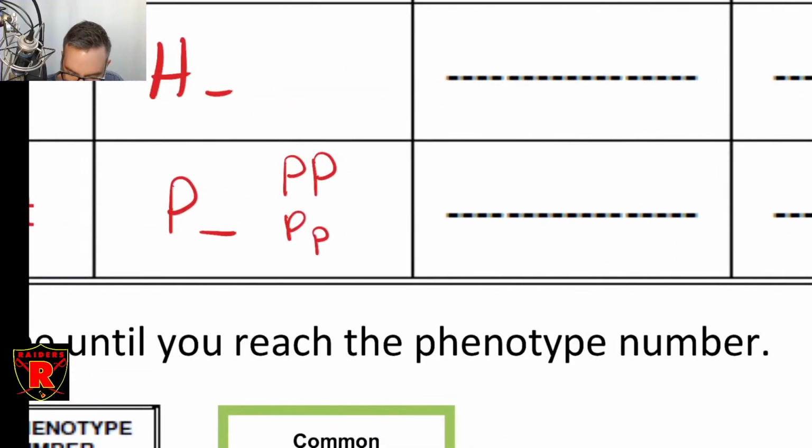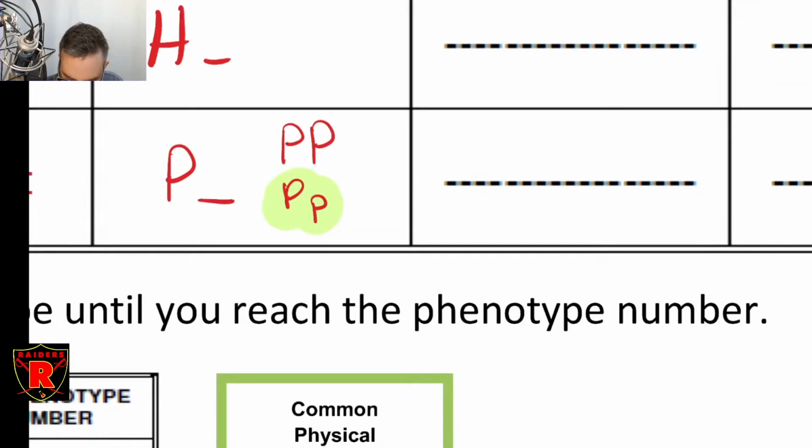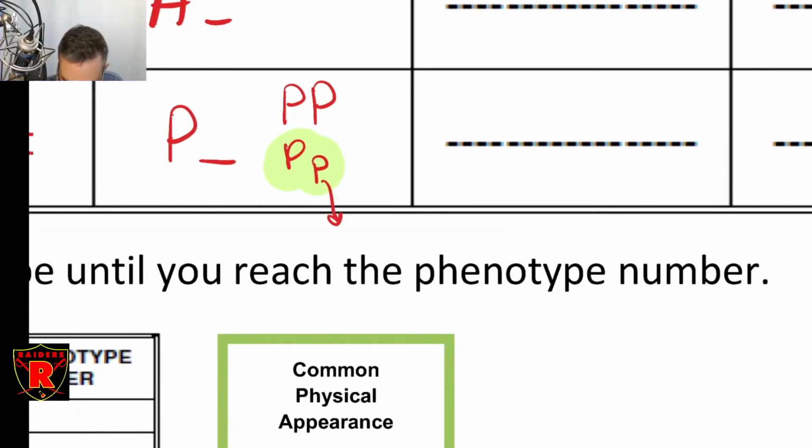So because we each gave our son the little p. I gave our son the little p, and my wife also has dark eyes, and she gave our son the little p. And our son has blue eyes.